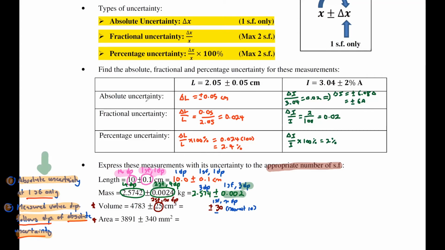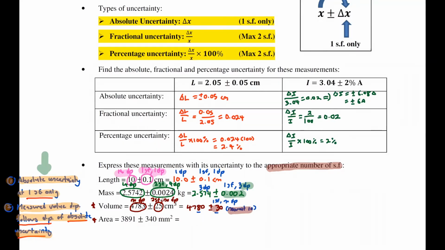Applying the second rule here, we can see that the measured value has no dp too. So how will we go about applying the second rule when there's no dp to work with? The key here is to match the rounding of our measured value with the rounding of our absolute uncertainty. Over here, we have actually rounded the absolute uncertainty to the nearest 10. So our measured value would need to be rounded to the nearest 10 too, giving us 4,780.